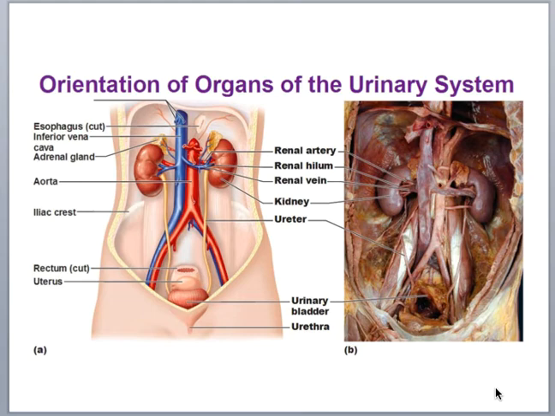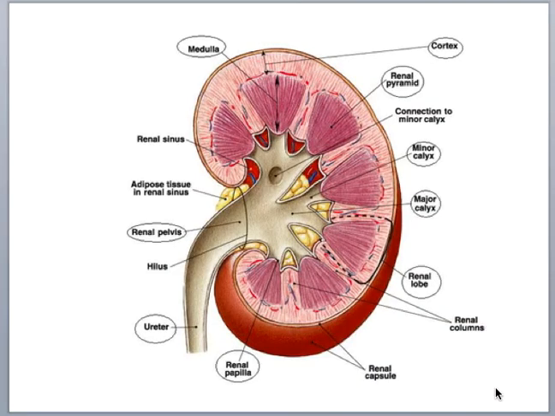So we talked about the orientation of the kidneys, where they're located. We looked at where the other major organs, the ureters, the bladder, the urethra, are located, and you should know their functions. I'll go ahead and quickly point out some of these structures again.